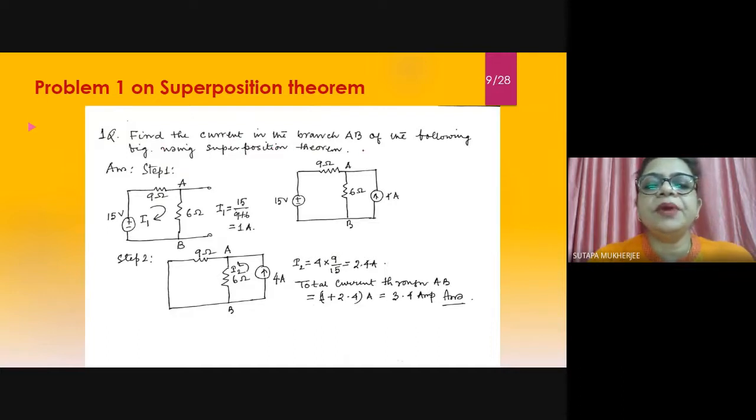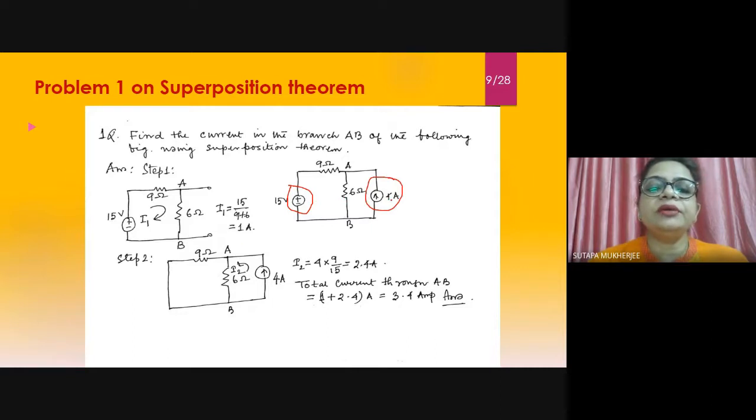Find the current in the branch AB, using the superposition theorem. Where is AB? This is AB. It is very simple. This is a voltage source of 15 volts, with a 9 ohm resistance and a 6 ohm resistance, and the current source is 4 ampere. In the superposition theorem there must definitely be more than one source: one is a voltage source and one is a current source.